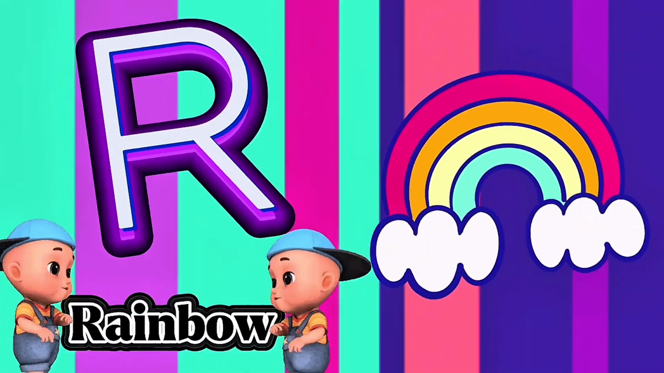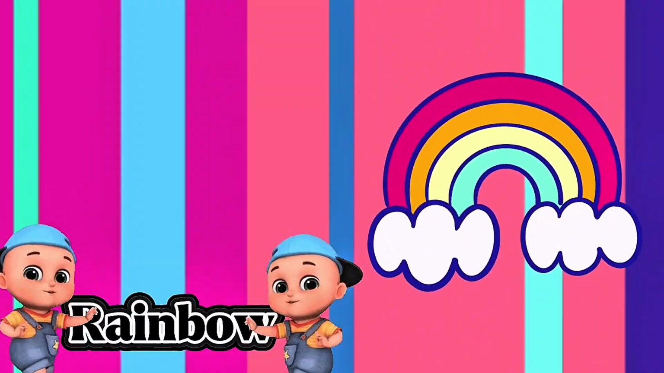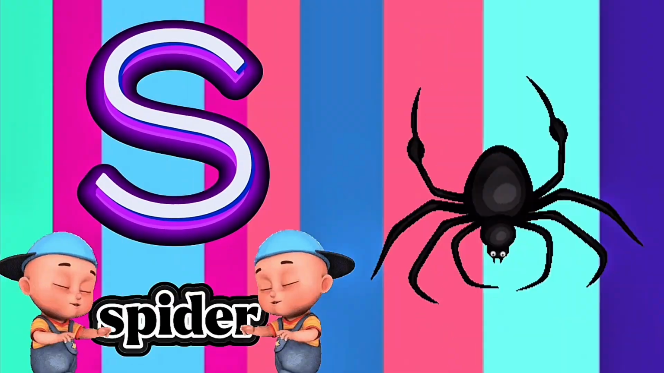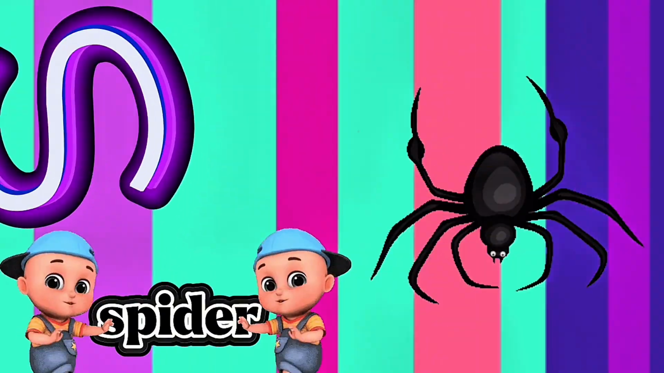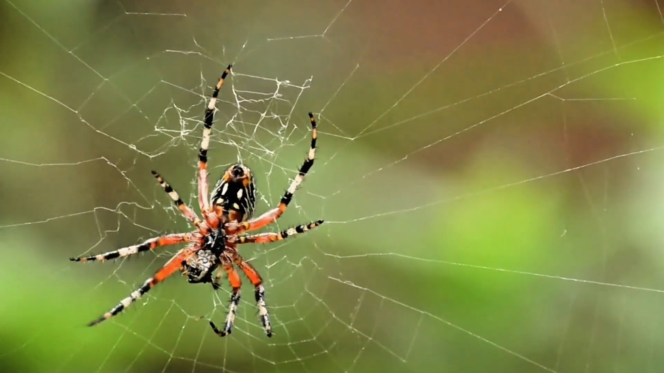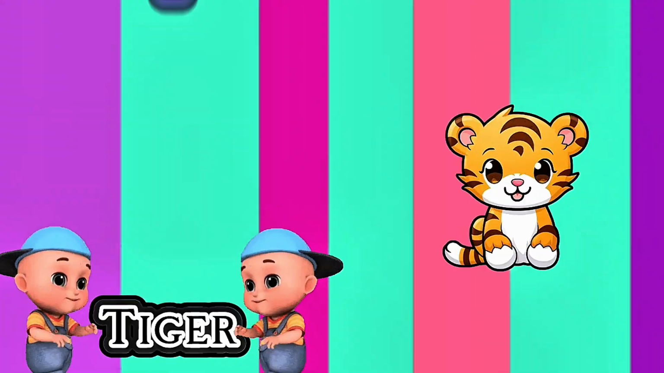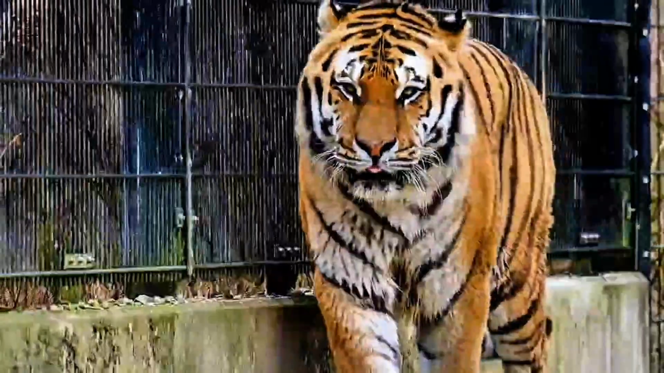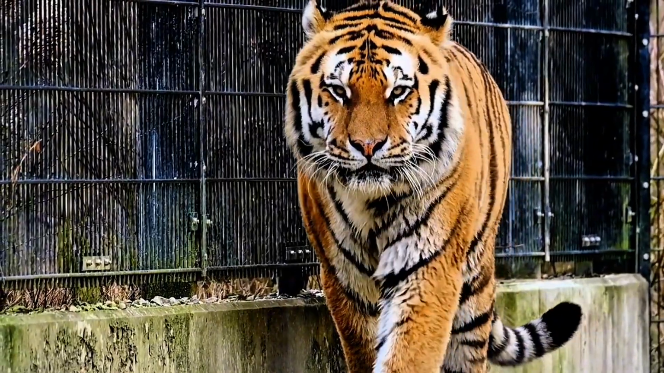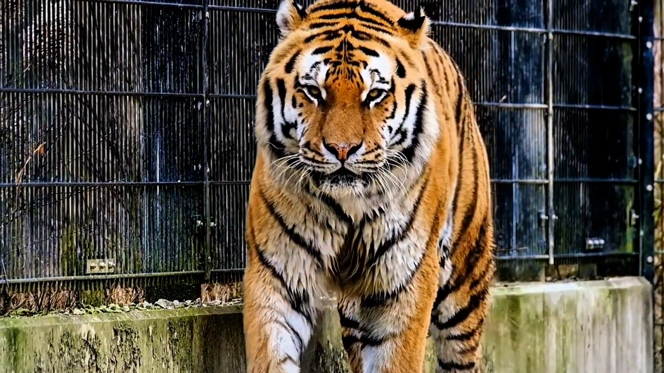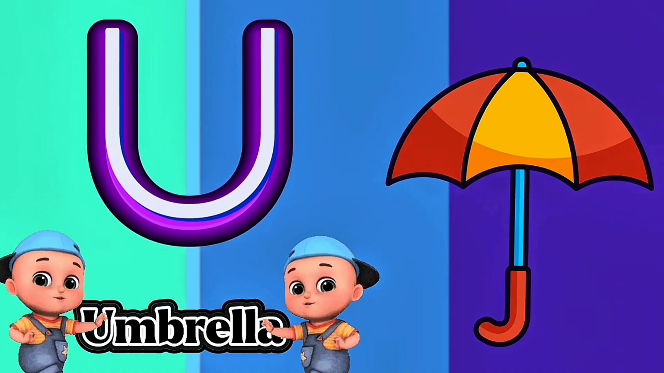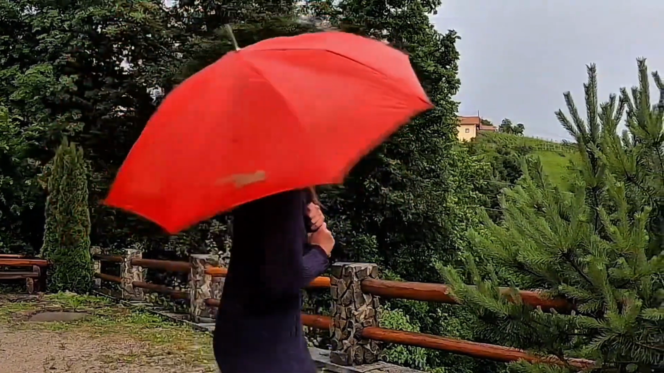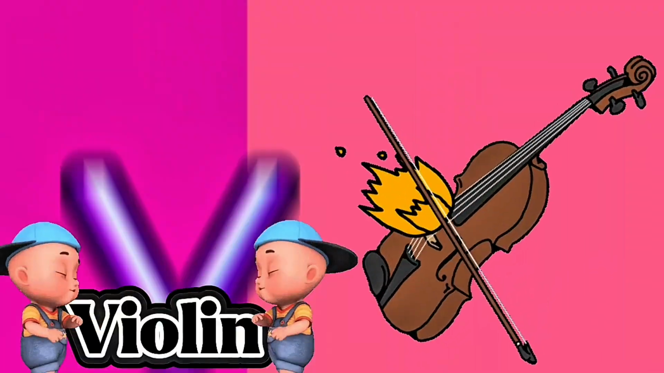R is for rainbow. Rainbow. R, rainbow. S is for spider. Spider. S, spider. T is for tiger. Tiger. T, tiger. U is for umbrella. Umbrella. U, umbrella. V is for violin.